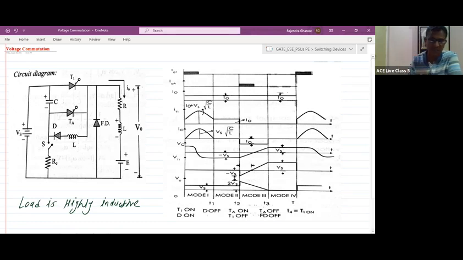So always keep it in mind in power electronics. As and when I say highly inductive load, it will be a constant load current only, right? In the case of rectifier also, we are going to discuss the highly inductive load. As the load is highly inductive, I0 is a constant current.